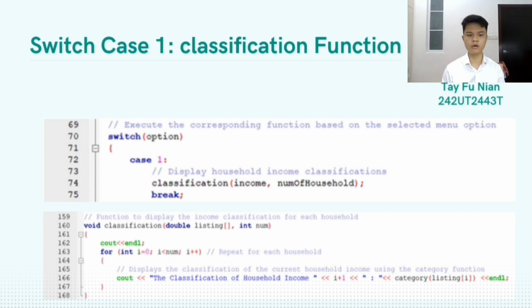We look at the line below, the cout. Actually, in the output, the expression i plus 1 dynamically generates the household number. For the explanations, Jiaqi discussed it already also. Last, the classification of each household's income is determined by the category brackets function, which is called with the current household's income, the square bracket i, as its argument.